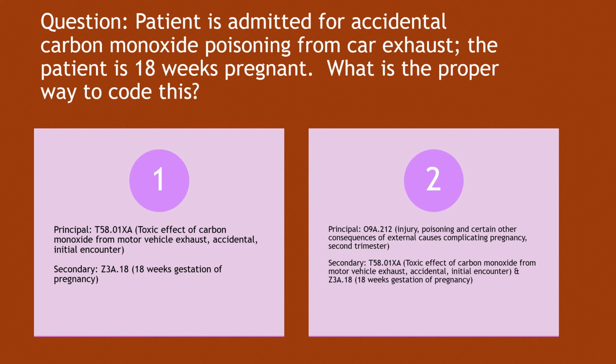Or option 2, principal diagnosis of O9A.212, injury, poisoning, or other consequences of external causes complicating pregnancy, second trimester, followed by the secondary diagnosis code of the toxic effect of carbon monoxide and the code indicating 18 weeks of gestation of pregnancy. The answer is option 2. For pregnant patients, an O code is almost always the principal diagnosis.